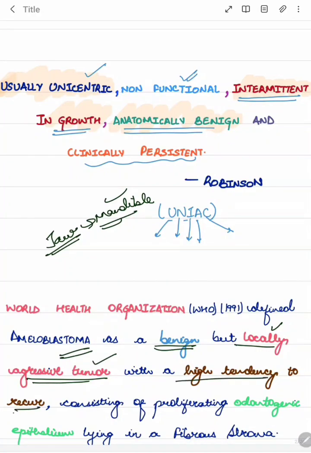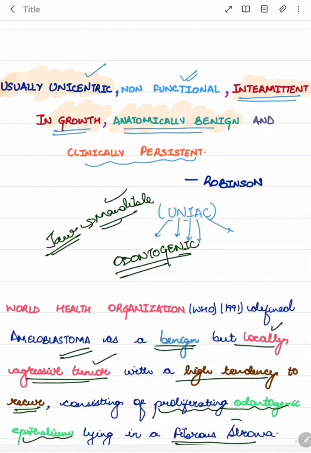with a high tendency to recur, consisting of proliferating odontogenic epithelium. Odontogenic means something that is related to tooth germ formation or tooth formation, lying in a fibrous stroma. Stroma is connective tissue. So this definition was given by WHO, which states that ameloblastoma is a benign but locally aggressive tumor with a high tendency to recur, consisting of proliferating odontogenic epithelium lying in a fibrous stroma.